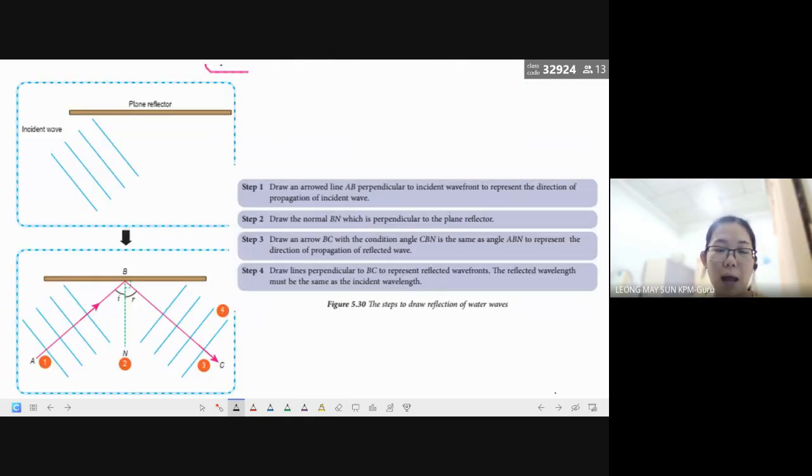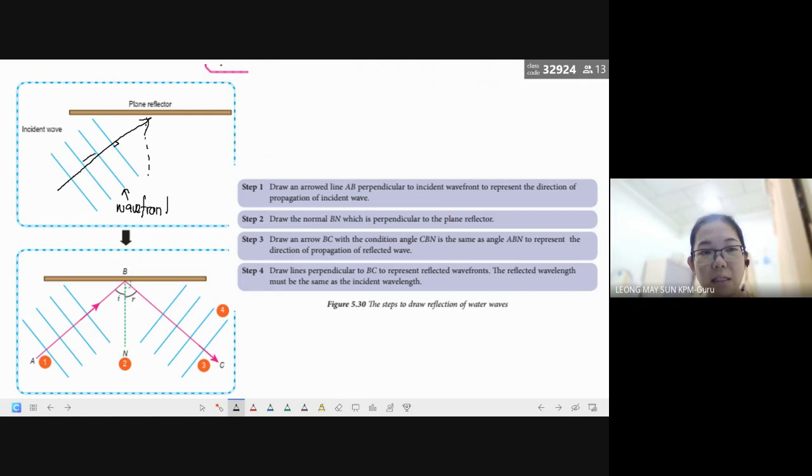Okay, so how to draw? This is similar to drawing your ray diagram in Form 1 actually. If there's a plane mirror over here, this is the incident wave. First step, draw a narrow line AB perpendicular to the incident. So I'm going to draw a normal line perpendicular to the plane. Then you draw the arrow towards that point. The blue color lines are wavefronts. If you recall the first part that we learned when we talked about waves, this is a plane wavefront.